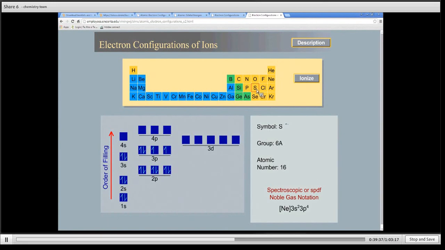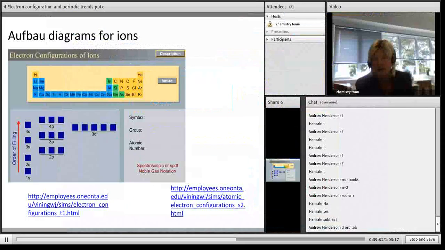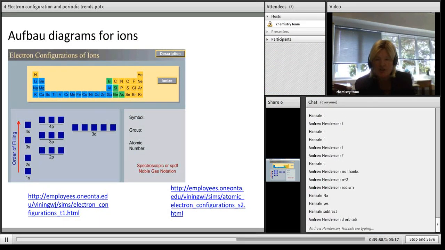Take sulfur, for instance, because it goes the other way. Sulfur is short of filling up, but if I ionize, then can you see that that has filled up? I have added electrons. So that is quite useful to play around with and to see what's happening. Any questions on writing ions?